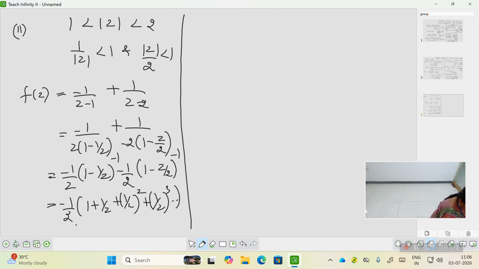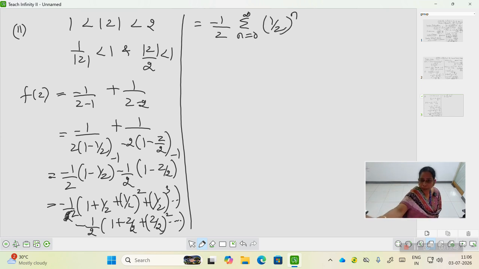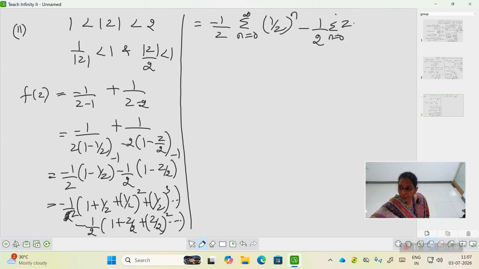So it is equal to minus 1 by z, 1 plus 1 by z plus 1 by z the whole square plus 1 by z the whole cube, etc. This one is minus half, and using binomial expansion I'll get 1 plus z by 2 plus z by 2 the whole square, etc. So which is equal to minus 1 by z summation n equal to 0 to infinity 1 by z the whole power n, minus 1 by 2 summation n equal to 0 to infinity z by 2 the whole power n. Understood?